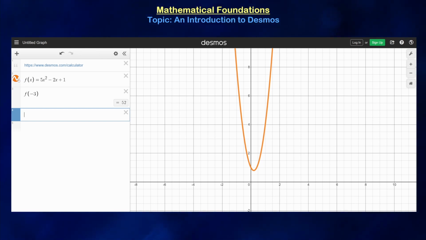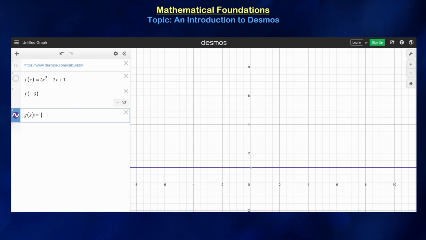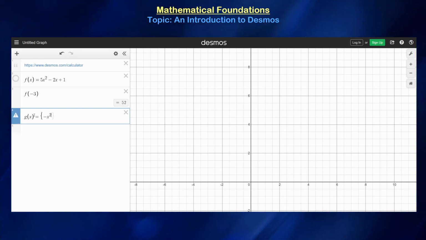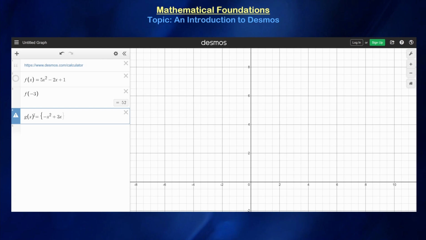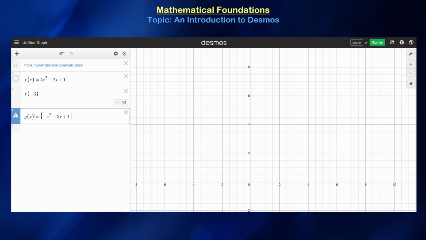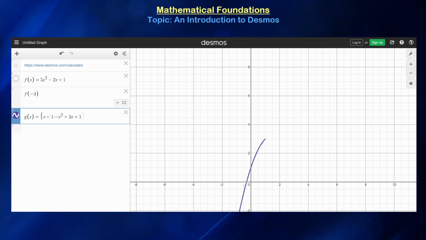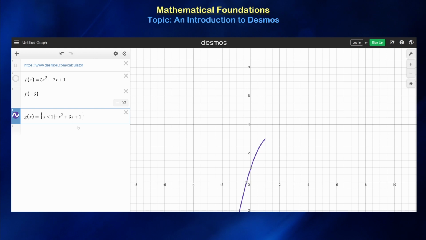Desmos can do piecewise functions very well. So let's assume I want to define a piecewise function g of x that has 3 different pieces. So if it's multi-pieces, then you have to start with a little brace. So let's assume the first piece I want to define is negative x squared plus 3x plus 1. And let's assume that I want that curve to be defined on all real numbers less than 1. So I need to precede that function with x less than 1, and then separate the domain definition with the function, and that will give you the graph of that little piece, which is very, very nice.